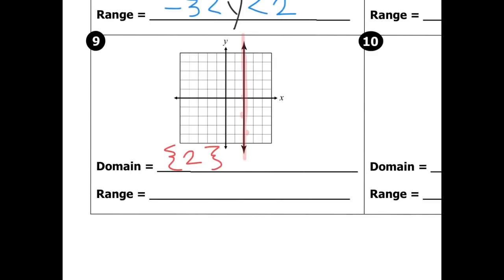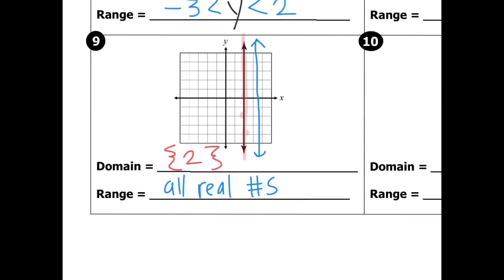Now my range, on the other hand, if you follow your range, has those arrows up and down and shows that your range is going to be all real numbers because your range goes infinitely up and infinitely down.